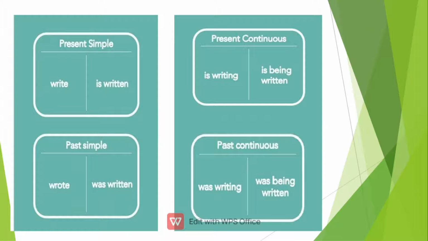Yes, now this is a clear demarcation given. When we have verb write, it changes to passive voice is written. When we have is writing, it changes to passive voice is being written. Wrote is my verb in active voice. Was written will be the verb in passive voice. Was writing changes to was being written in passive voice. So please copy all these examples also for yourself, dear listeners. Dear viewers.